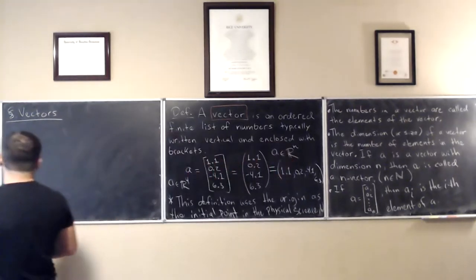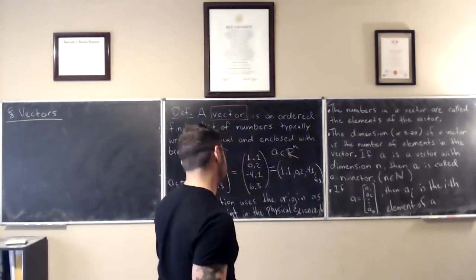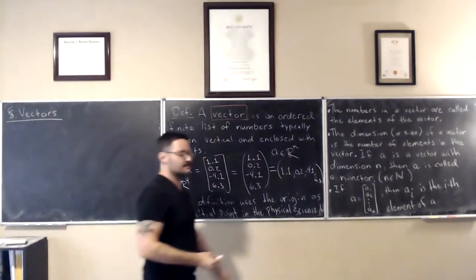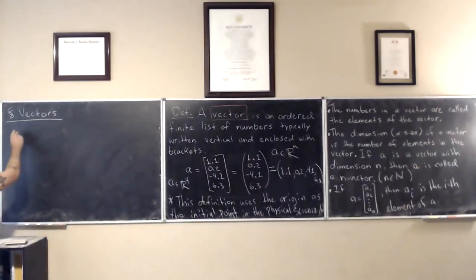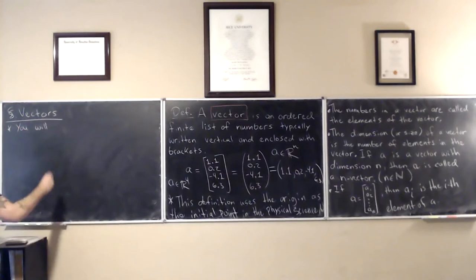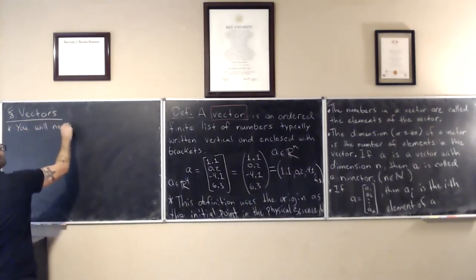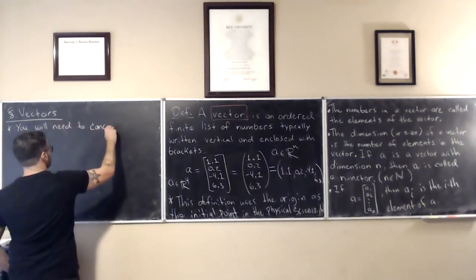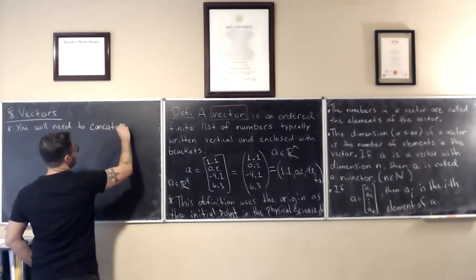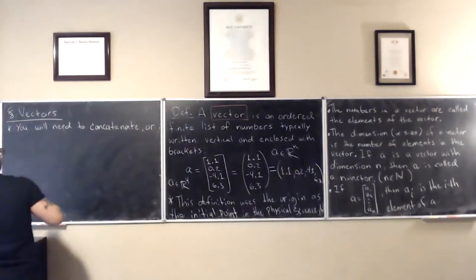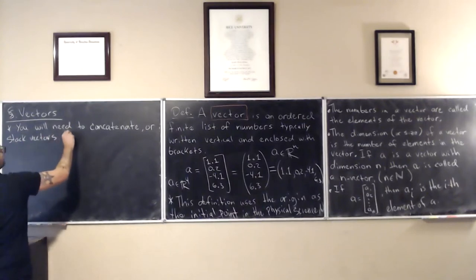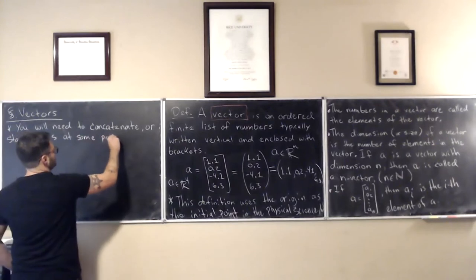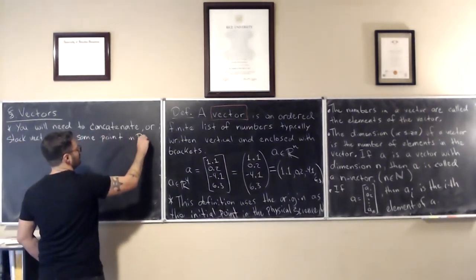Okay, so oftentimes, it happens all the time in data science, you'll want to concatenate vectors or stack vectors on top of each other. That would look something like this. I'll just write it out. You will need to concatenate vectors, or in other words, stack vectors, at some point in data science.